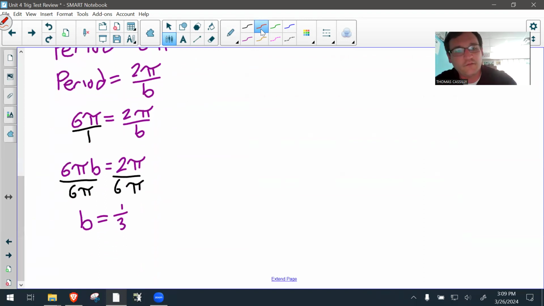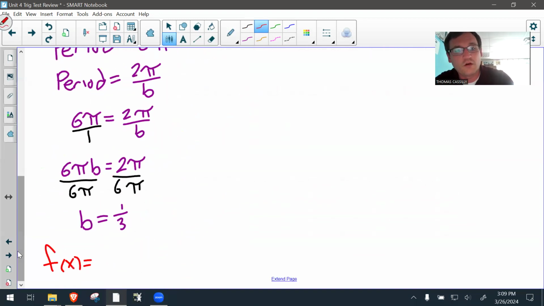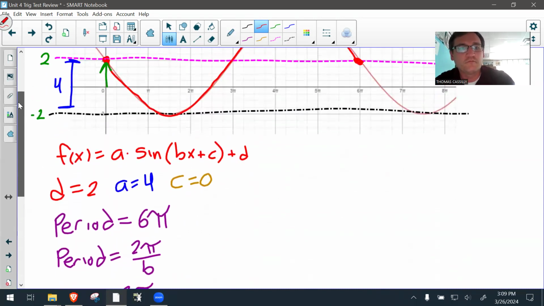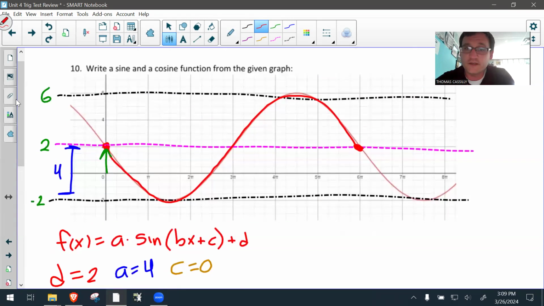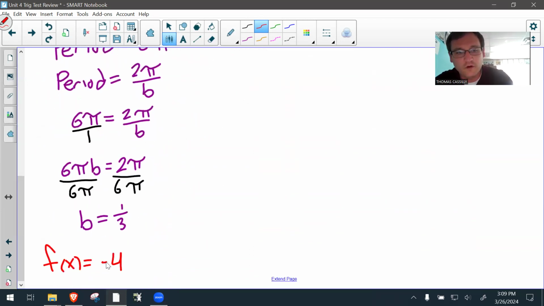So we can say f of x equals our a value here is 4. But one thing I did forget to mention, this sine wave is upside down. Normally it starts at the middle and goes up. This time it's starting in the middle and going down. So it's actually -4.